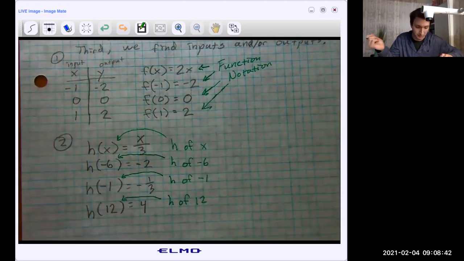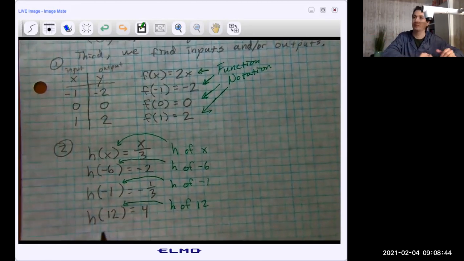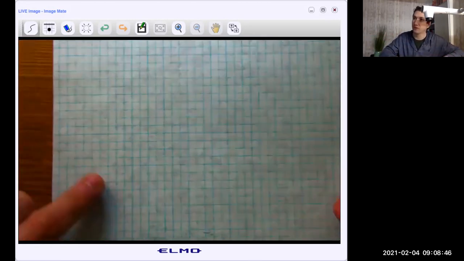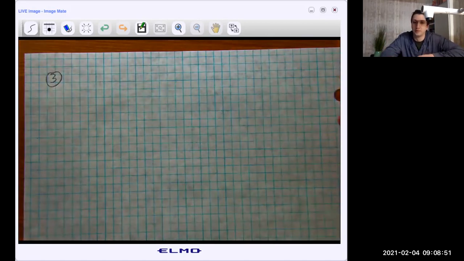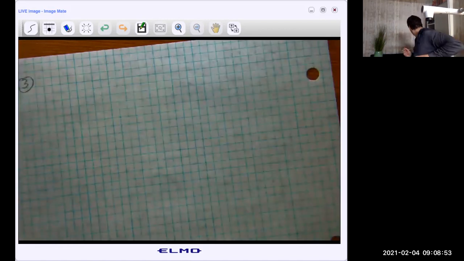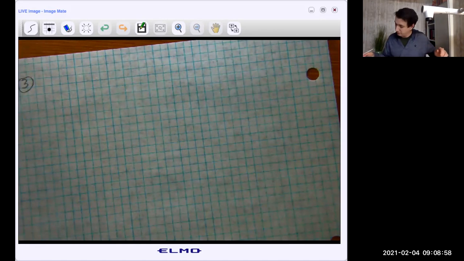And I'm going to have to flip my paper over. I'm out of room here. We'll call this number 3. And make sure I choose a good example here.